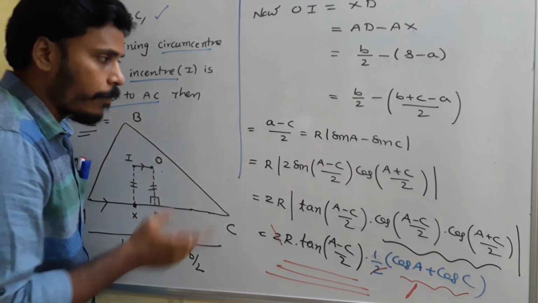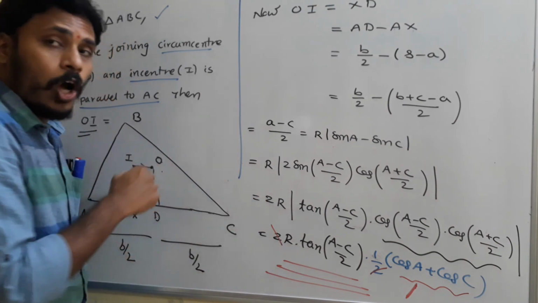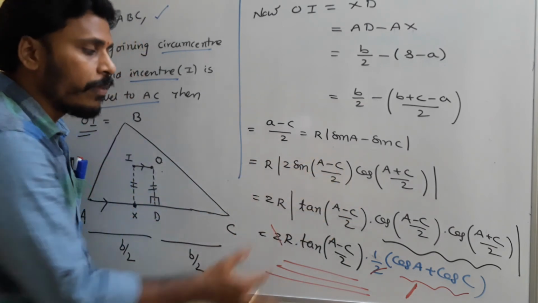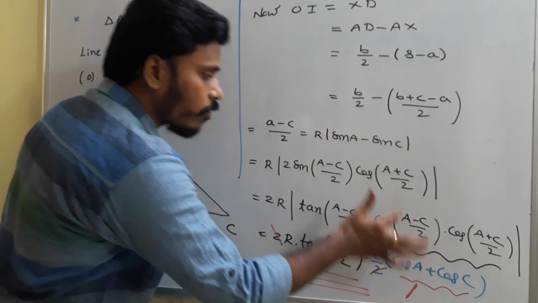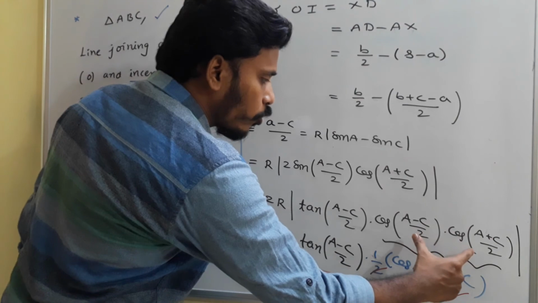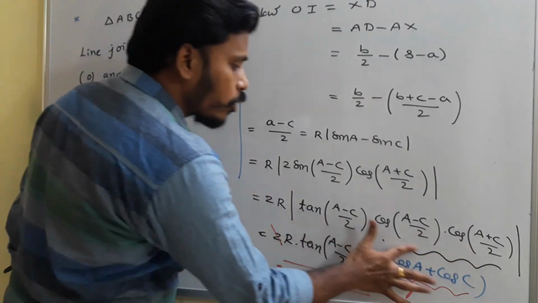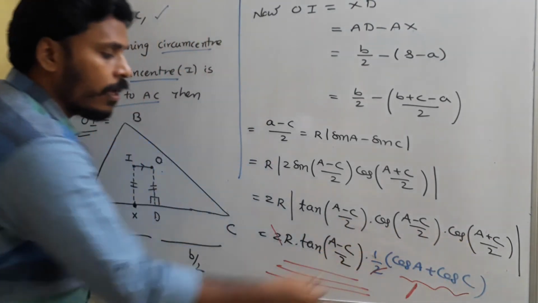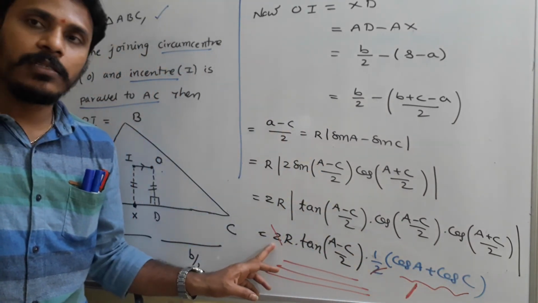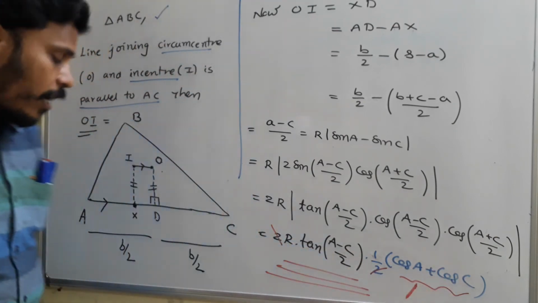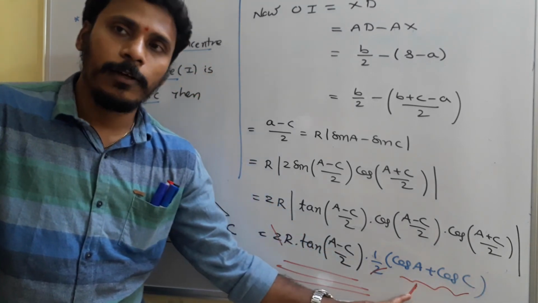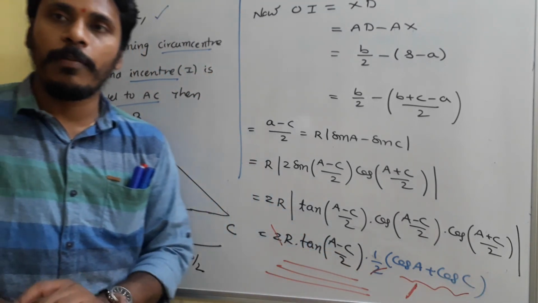Usual trigonometric formula. And now, since the options are in terms of tan, you just write this as tan of A minus C by 2 into cos of A minus C by 2. And now this cos of A minus C by 2 into cos of A plus C by 2 also can be written as cos A plus cos C by 2. So this 2 and 2 will get cancelled, cos A plus cos C. Already we found by equalizing these two, cos A plus cos C as 1. So this is 1, and 1 into this R tan of A minus C by 2.